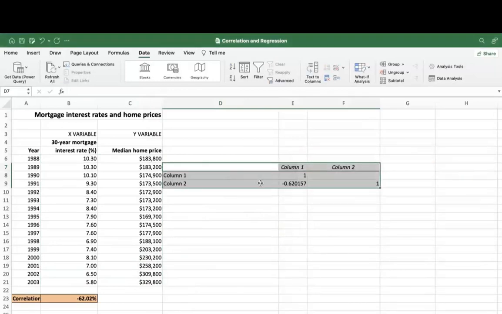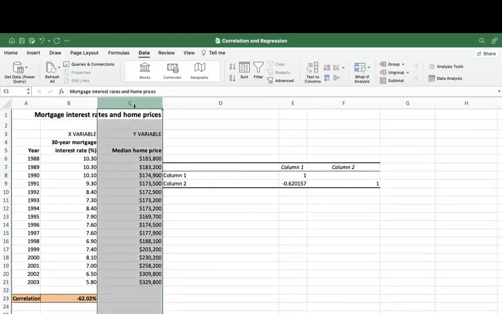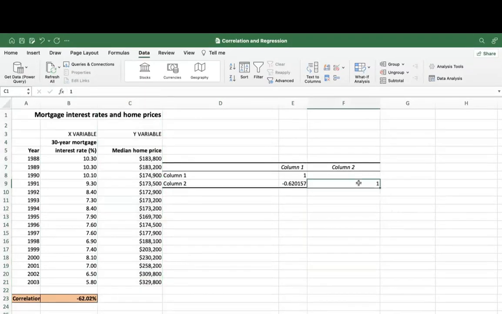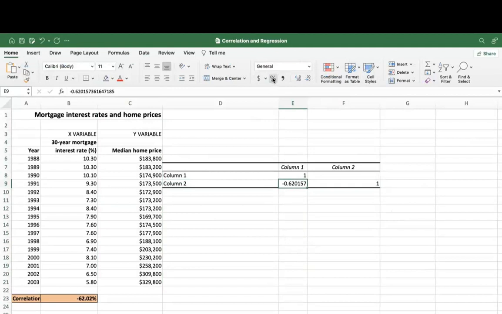It makes a correlation table, a matrix, which means the relationship between column 1 and column 1, that's always 100%, so you have 1. And the relationship between column 2 and column 2, again, that's 100% or 1. These are redundant, not needed. But the one that we need, the correlation between column 1 and column 2, that's 62%. And that's the same thing that we have already figured out when we did it manually. And I can again convert this into percentage by clicking this one, and that will be 62%.